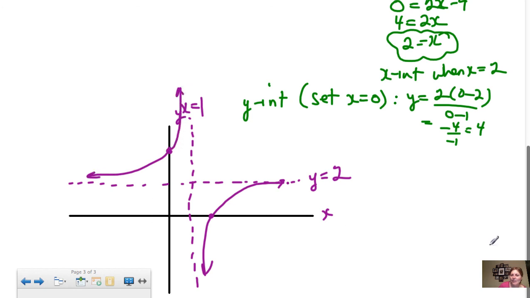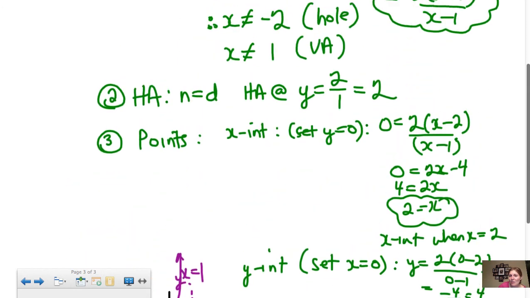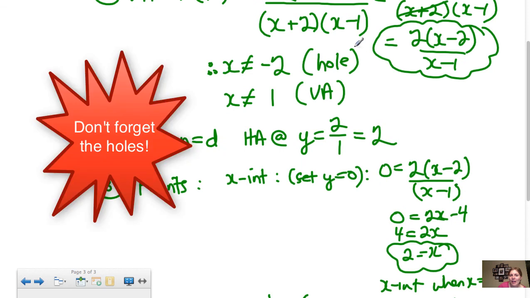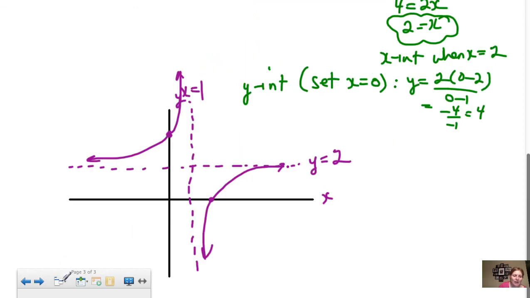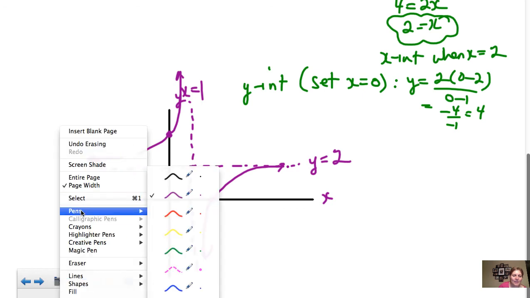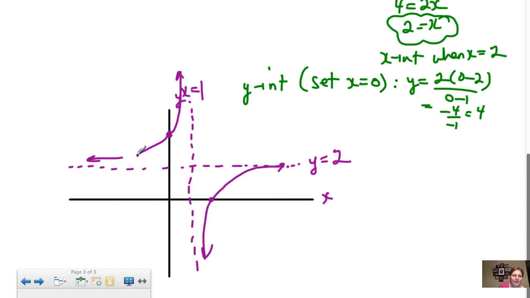Okay, and there's our function, except for the one thing that we forgot. If you go back up here, don't forget that we had this hole. Go back down here, grab our eraser, and at x equals negative 2, which is about there, I'm going to put a hole. That's at negative 2, because there's no definition of the function at that point.